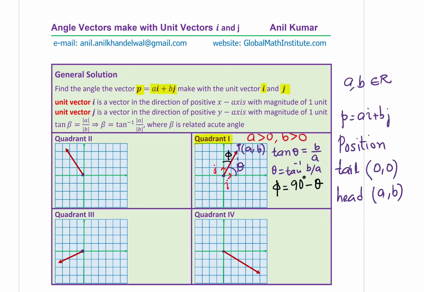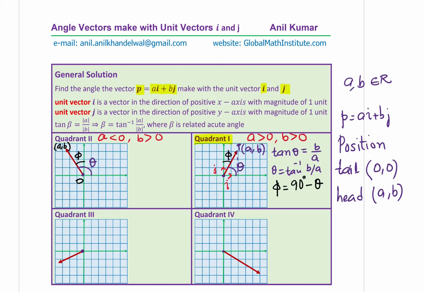Now let's take the second example, in which the value of a is negative, less than 0. However, b is greater than 0. In that case, the vector will be in quadrant 2. So let's have this vector here with the origin at (0, 0), and the point here will be (a, b), correct? The angle which it makes with the y-axis is phi, and the angle which it makes with the x-axis, which is with i, is theta. So these are the two angles which we need to find.